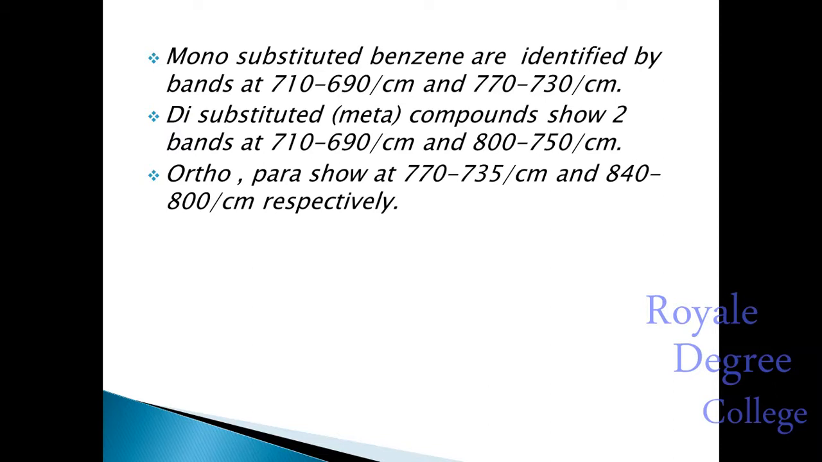Disubstituted, that is meta compounds, show two bands. One band is at 710 to 690 per centimeter and the other band is at 800 to 750 per centimeter. Ortho and para show at 770 to 735 per centimeter and 840 to 800 per centimeter respectively.